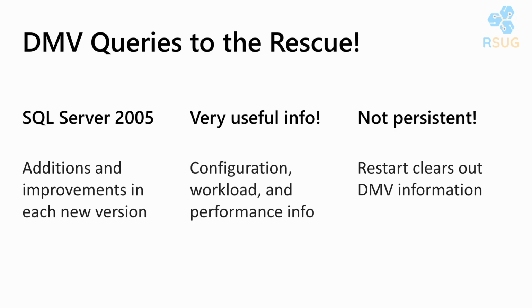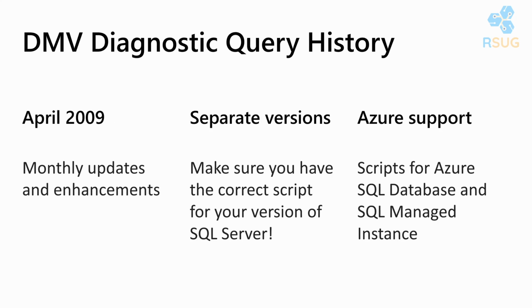DMV queries first came out in SQL Server 2005. They've been out for a long, long time now. Each new version of SQL Server adds new DMV queries and new columns to existing ones. And they give you a lot of really useful information about your configuration and your workload and your performance information and what your bottlenecks are. One big thing about them is that they're not persistent like Query Store is. So if you restart SQL Server, it clears out all the DMV information that's been gathered up since you last restarted.